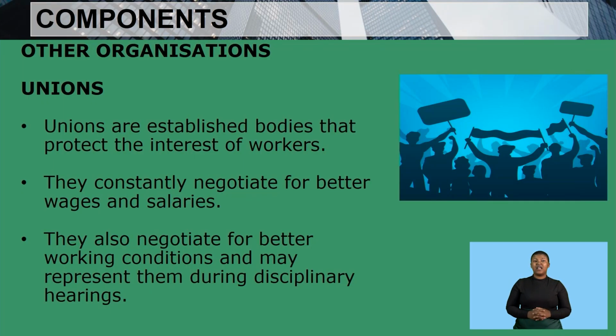When we look at unions, the explanation states that unions are established bodies and they protect the interests of the workers. So their main function is to protect the employees' or the workers' rights. Firstly, they will always negotiate for better wages or better salaries or even better working conditions. And if negotiation fails, then they will organize a strike for the workers to go on.